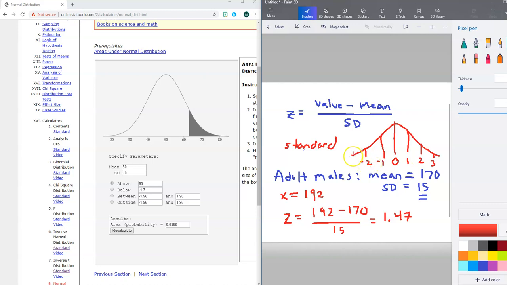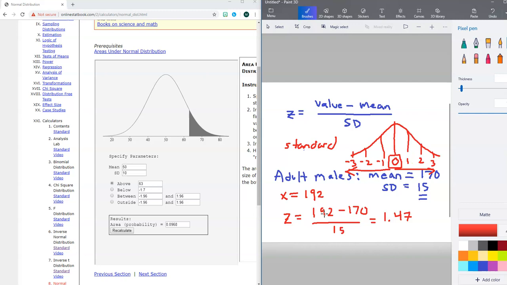What a z-score means is it is a number that is telling you how many standard deviation units away from the mean your value is. And it's also telling you whether your value is above average, because if you get a positive z-score, it means your value is above average. If you get a negative z-score, it means your value is below average, because average is a z-score of 0, right in the middle.